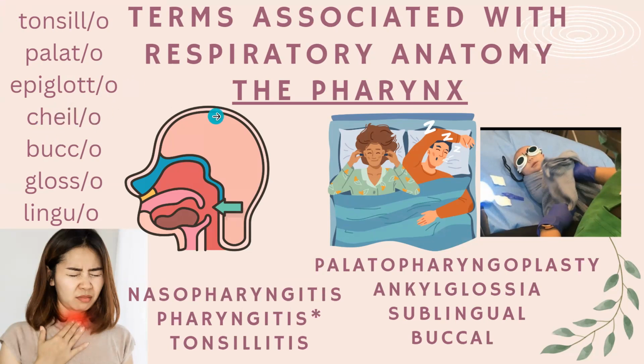This CH is not a ch sound, but a k sound. So cheil/o or keel/o. So that is our combining form for lip. Bucc, B-U-C-C, is our combining form for the cheek. Gloss is our combining form for the tongue. And lingu is also a combining form for the tongue.